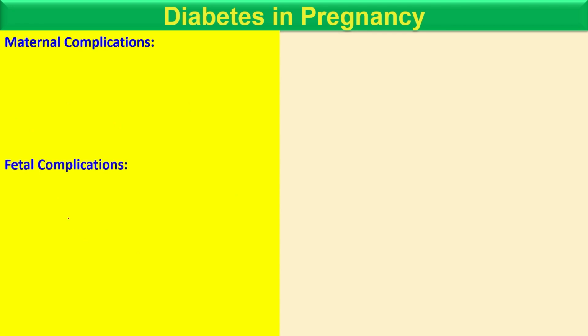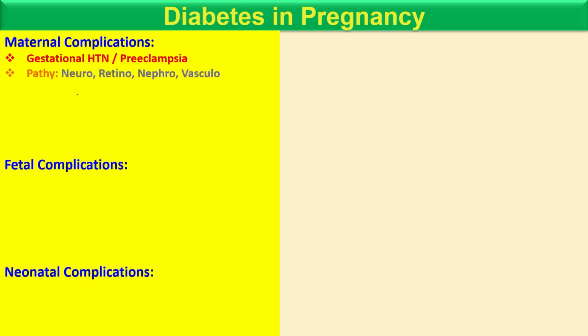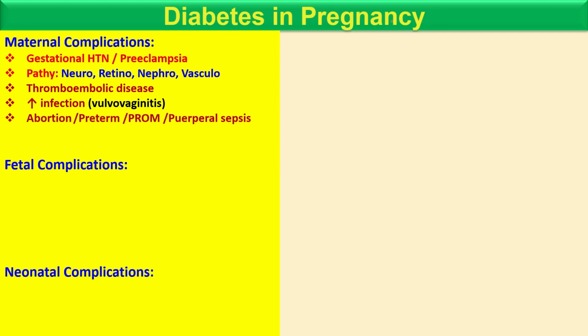So we have maternal complications, fetal complications and neonatal. Maternal complication, number one is gestational hypertension, preeclampsia. Others are the pathies: neuropathy, retinopathy, nephropathy, vasculopathy. This is all associated with the high level of glucose, damaging the nervous system, retina, nephron, vasculature. So these are more prone to injury. That's why it's common in the diabetic mother. Also thromboembolic diseases and the risk of infection, especially vulvovaginitis, abortion, preterm, premature rupture of the amniotic membrane, and peripheral sepsis or diabetic ketoacidosis, pulmonary embolism.